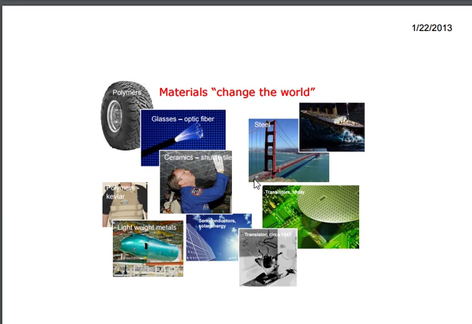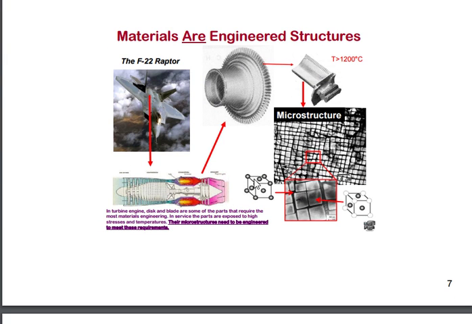Then we have ceramic, which is used as subtle tiles, and which actually acts as a thermal insulator barrier. We have lightweight metals. We have Kevlar for our bulletproof jackets and so on. So these are different materials which actually change the world. We see it. So how are these materials prepared?